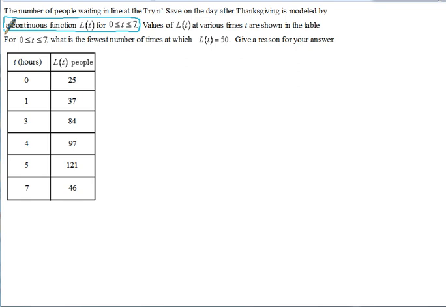And then the question asks, on the interval where t is between 0 and 7, what's the fewest number of times at which L of t equals 50? Give a reason for your answer. So let's take a look. We know it's continuous, so we can apply the intermediate value theorem. We just have to see if 50 is between the y values or not. Is 50 between 25 and 37? No. Is 50 between 37 and 84? Yes, it is. So it would have to equal 50 at least once on the interval from 1 to 3.